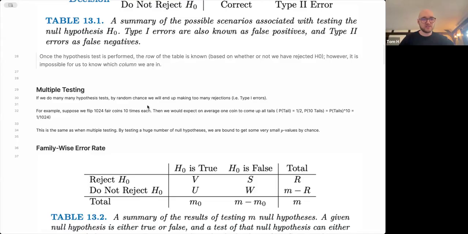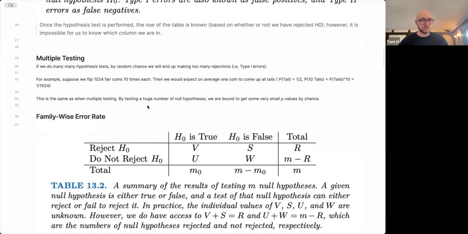So if you toss a fair coin 1,024 times, 10 times each, on average, one coin would come up all tails. And that's because the probability of flipping one tail is obviously a half if it's a fair coin. And so 10 tails is 1/2 to the power 10, which is 1/1024. So you're expecting 1 in 1,000 basically to come up tails. And so it's the same idea when you're doing multiple testing. If you're testing a huge number of null hypotheses, you're bound to get some very small p-values just by chance.